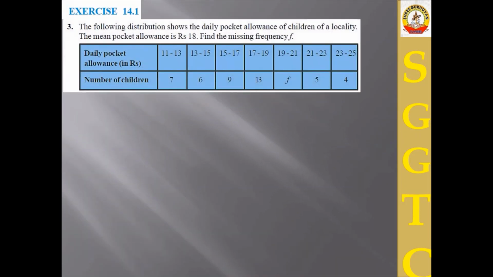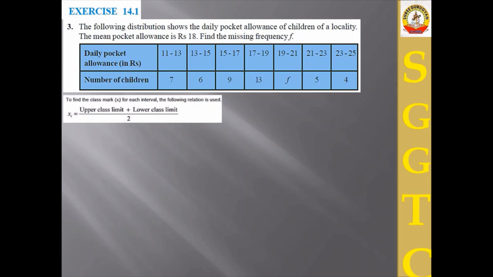Next one, 14.1 continued. Third question: daily pocket allowance in rupees and number of children. Very easy: calculate xi as upper class limit plus lower class limit by 2, and check, students, your class size is already given as 2 and the mean is given as 18. Find out the missing frequency f.